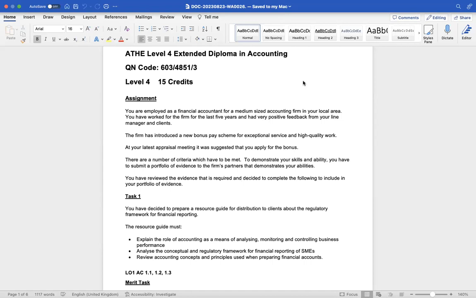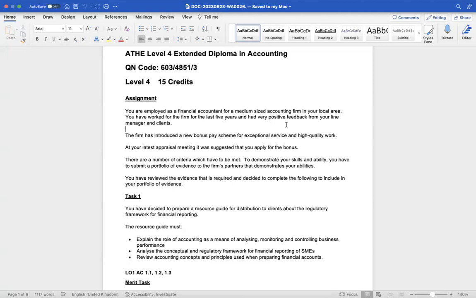Then step three is where you start your resource guide, your assignment. Section one, the role of accounting in business performance analysis, monitoring, and control. In this section, you will explain how accounting serves as a tool for analyzing, monitoring, and controlling business performance. You can use simple language and real-world examples to illustrate these concepts.